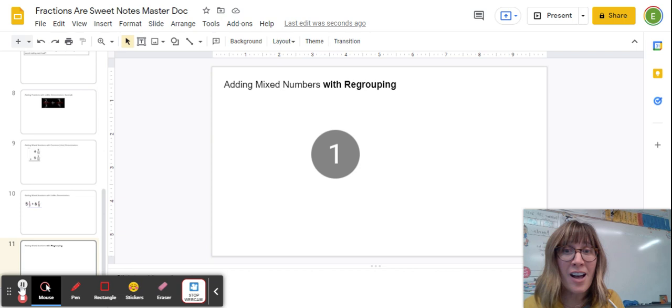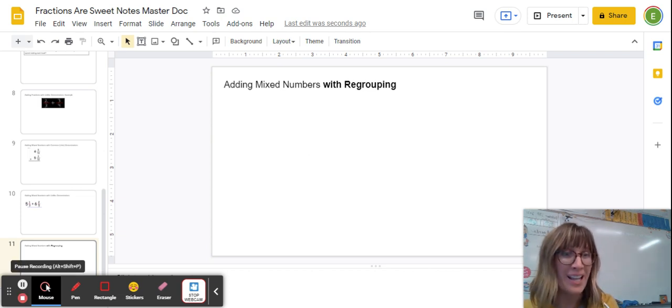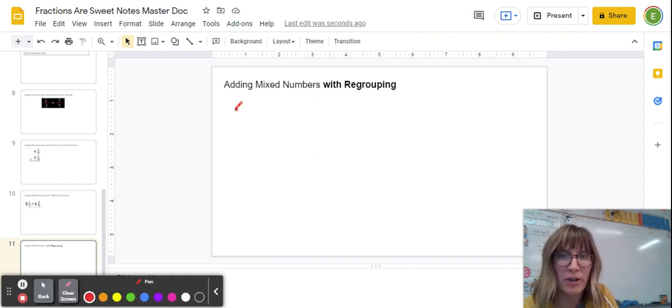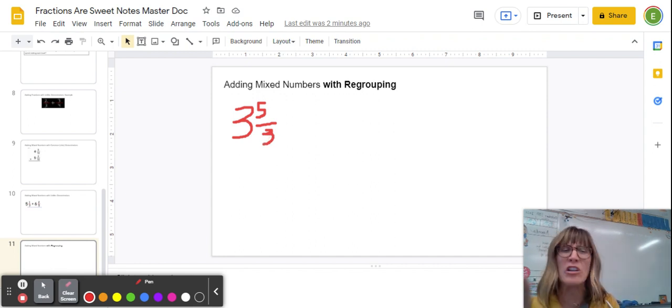All. So we are going to be thinking here about adding mixed numbers. And this time there's this new concept of regrouping. So sometimes what you'll see when you have a fraction, like let's say you have 3 and maybe 5/3. We sort of have this situation here where we have a mixed number and also an improper fraction, right? So we are going to remedy this to sort of simplify it, if you will. So we're going to kind of regroup this fraction.